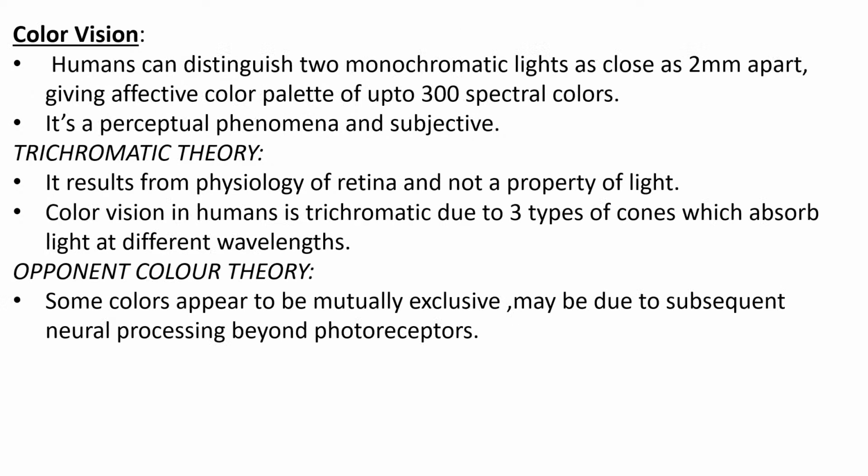Color vision. Humans can distinguish two monochromatic lights as close as 2 mm apart, giving an effective color palette of up to 300 spectral colors. It is a perceptive phenomenon and subjective. There are two important theories for this color vision.